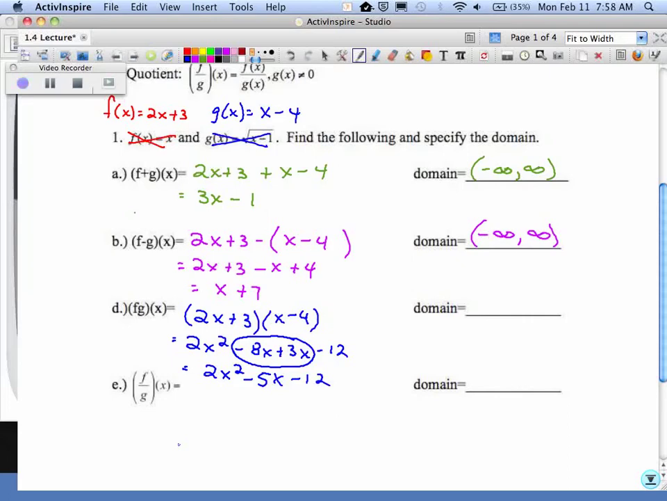That's a quadratic or a parabola. What's the domain of a parabola? U-shaped graph. Right? It's going to continue to get wider forever.